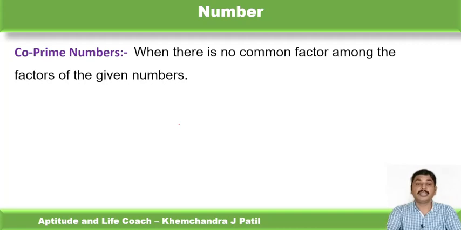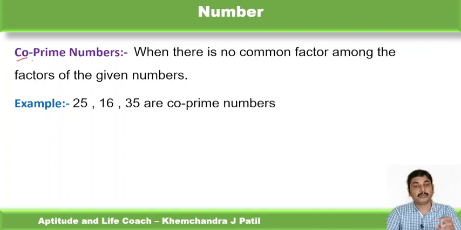Now the next number, that is co-prime numbers. So what are co-prime numbers? Do you know the meaning of co? Yes, co means together. These are the numbers which have no common factors among the given numbers, and they are called co-prime numbers. Together they are prime. Individually they are not prime. But when you take them together, they are prime.